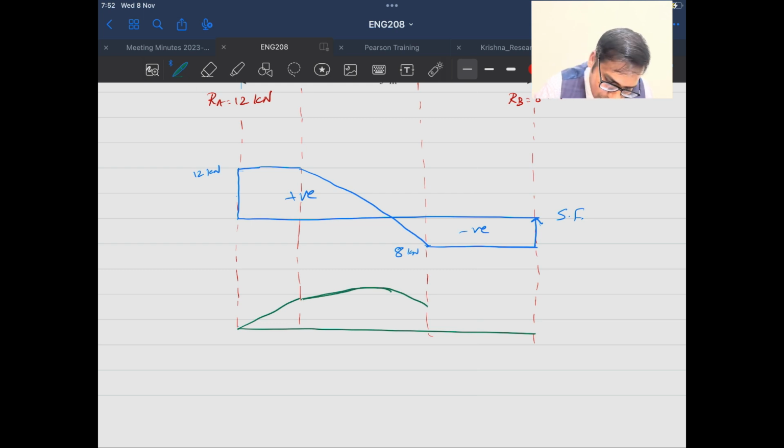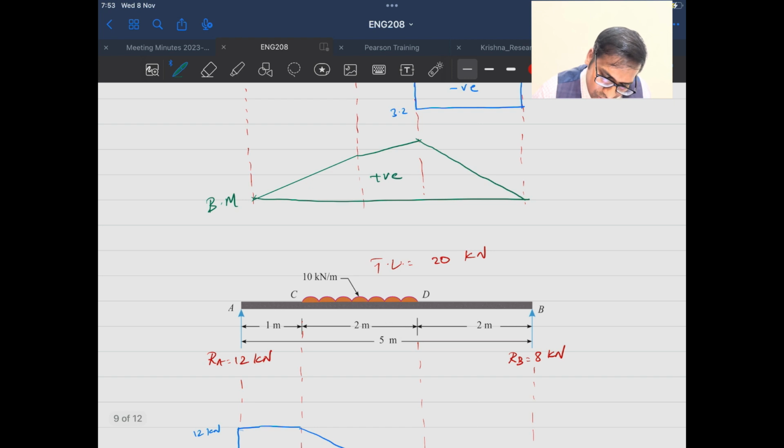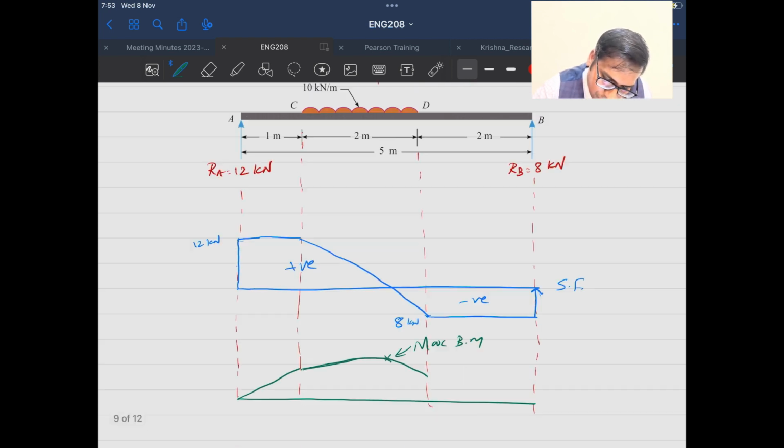Please understand, wherever it crosses over from the positive region to the negative region, that is the point where I get maximum bending moment. Okay, so this is the point where my maximum bending moment is. Similarly, if I look into this diagram, this is the point where my maximum bending moment is.